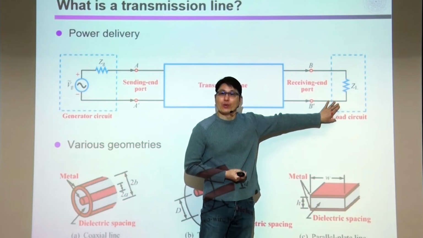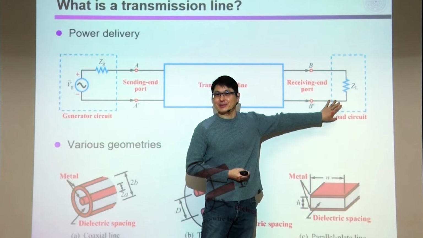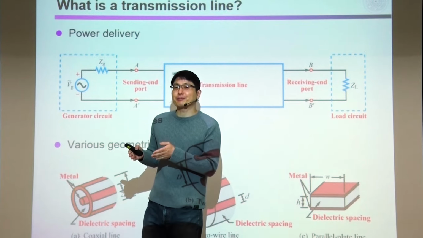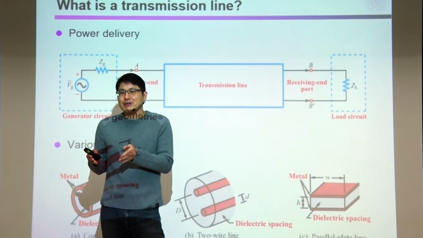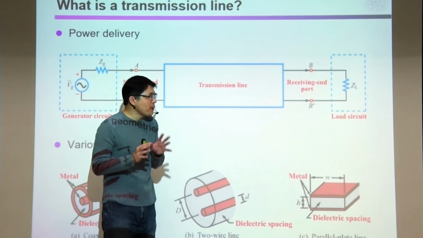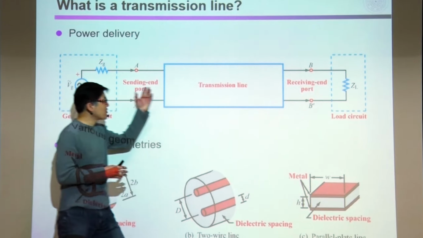eventually nobody wants to live very close to the power plant, right? Especially for Taiwan. If you're living close to a nuclear power plant, I mean, your housing price will be extremely cheap, I suppose, right? So nobody wants to stay near the power plant where the power is being generated.